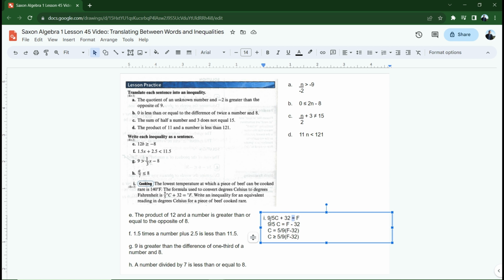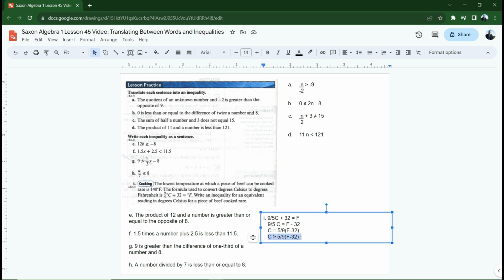So we're just going to solve this like we would an equation and get C on a side by itself because we want a reading for degrees Celsius. 9 fifths times C equals F minus 32. I subtract 32 from both sides. I multiply both sides by the reciprocal of 9 fifths to get 9 fifths off the left side. So I'm multiplying by 5 ninths. And then I get to my last step.